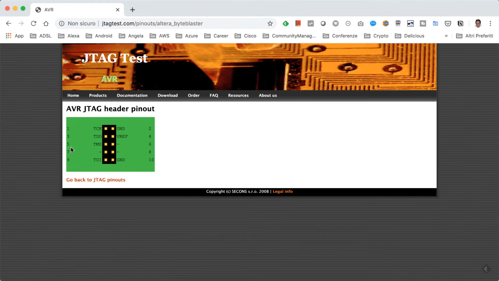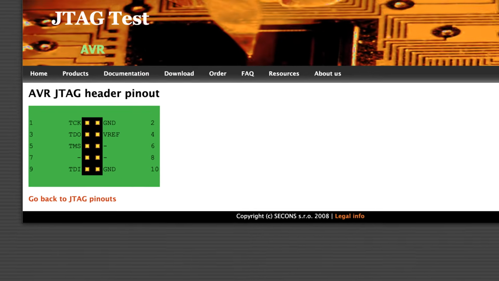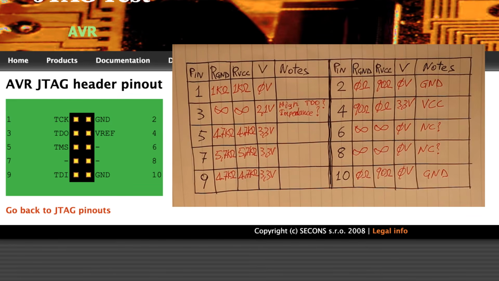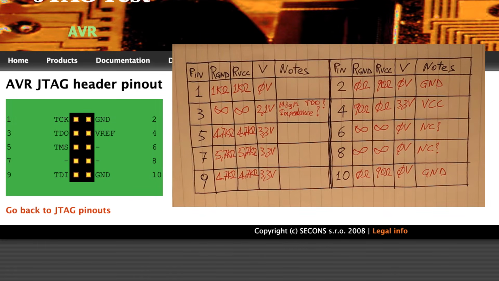At the end we find the Altera ByteBlaster pinout that is compatible with what we have found till now. Same position for ground and VCC, 2 not connected pins in compatible positions, TDO pin on what we think is a high impedance pin, so probably we have found the correct pinout using only a multimeter.